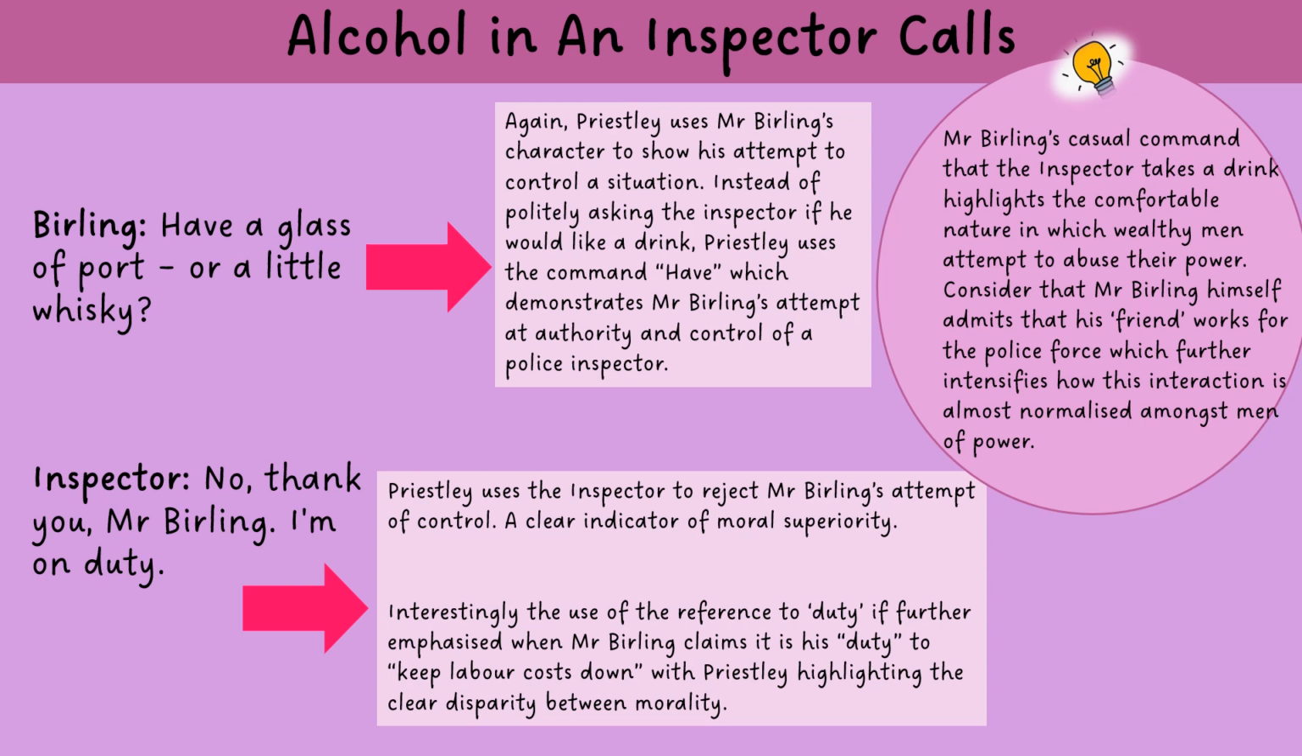Now, Priestley's using Mr. Birling's character to show his attempt again to control a situation. So we know that the motif of alcohol represents ideas around control and ideas around corruption. And instead of politely asking the inspector if he'd like a drink, Priestley's using the command "have" to demonstrate that Mr. Birling is attempting to have authority and control over a police inspector.